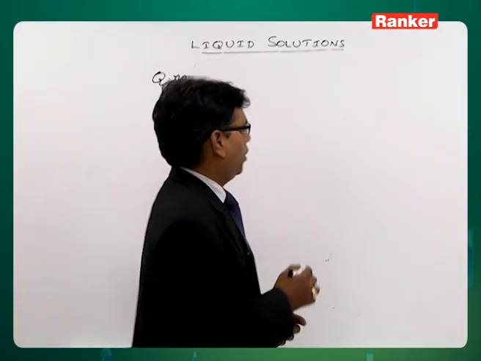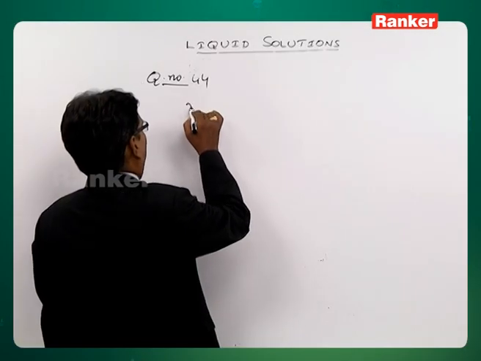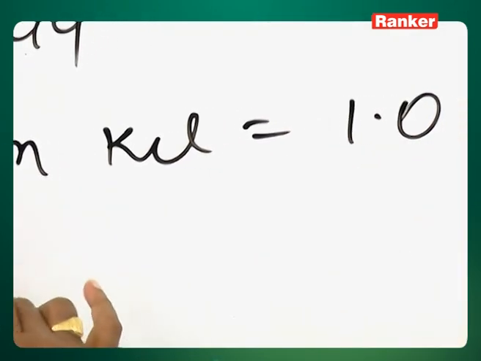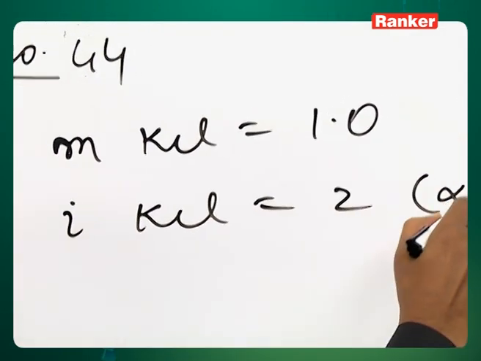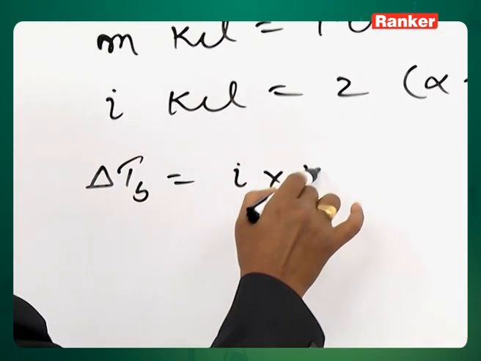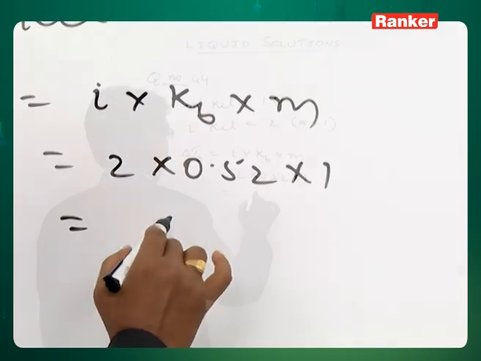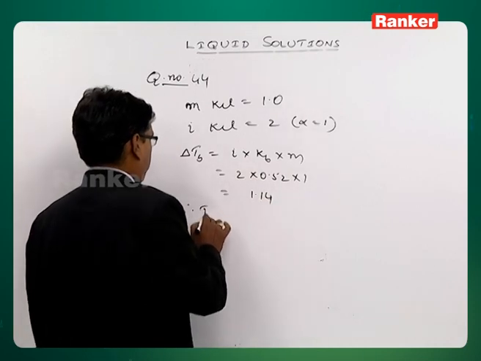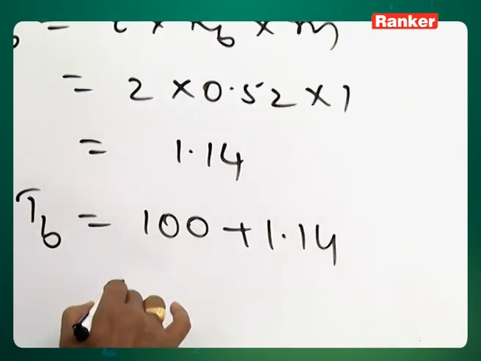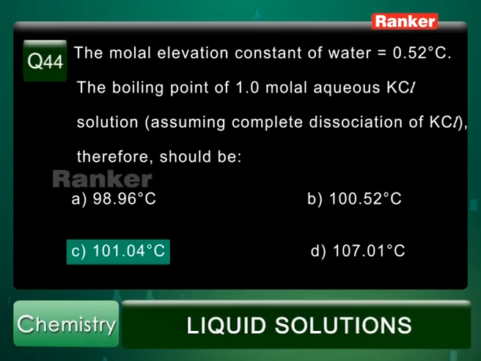Now let's go to question number 44. In question number 44, it is given that the molal elevation constant of water is 0.52 degrees Celsius. The boiling point of 1 molal aqueous solution of KCl is... Molality of KCl is 1 molal, and the i factor for KCl is equal to 2 because alpha is equal to 1. So delta Tb is equal to i into Kb into molality, that is 2 into 0.52 into 1, that is 1.04. Therefore, Tb is equal to 100 plus 1.04, that is 101.04 degrees Celsius. That is, option C is the correct answer.